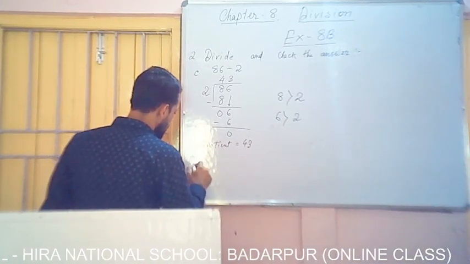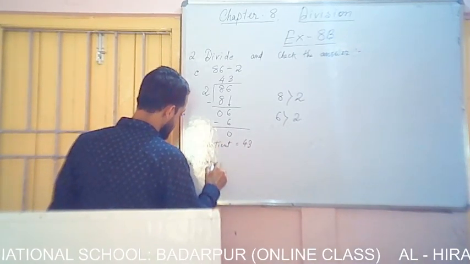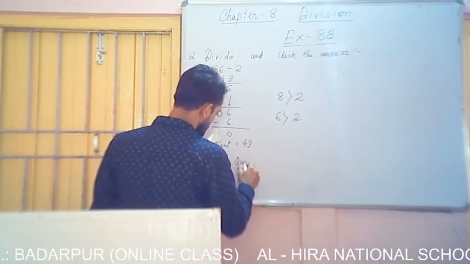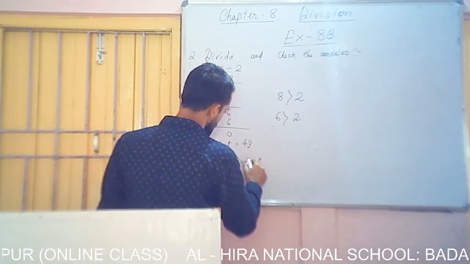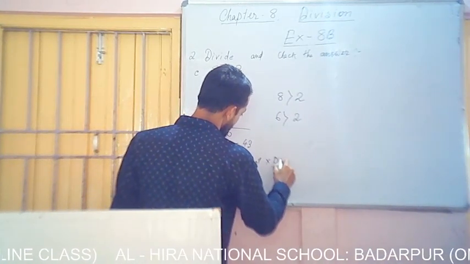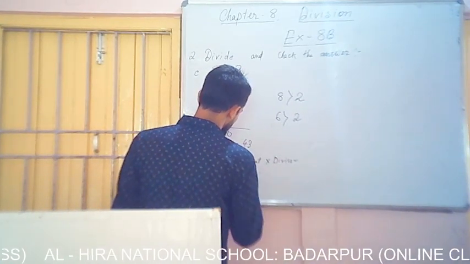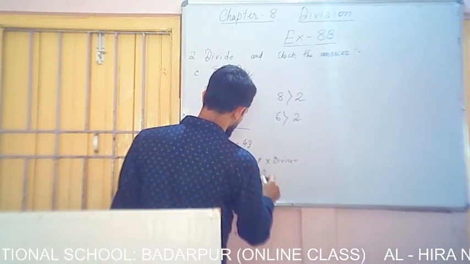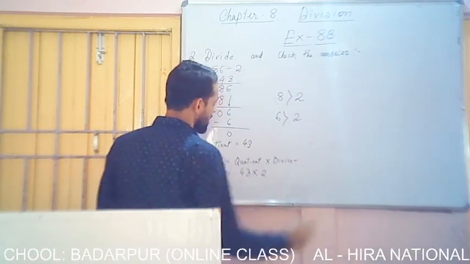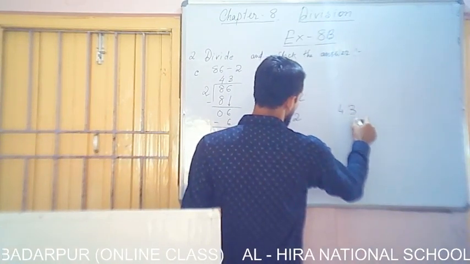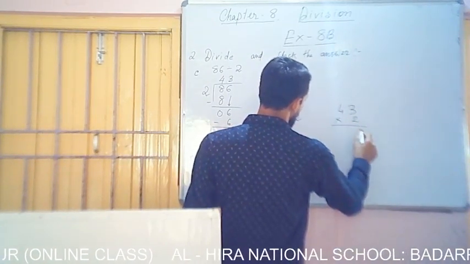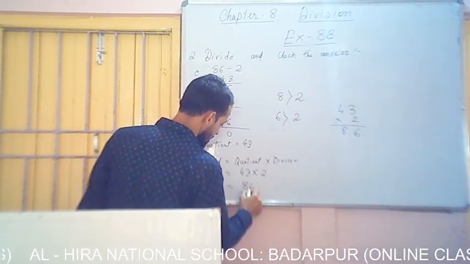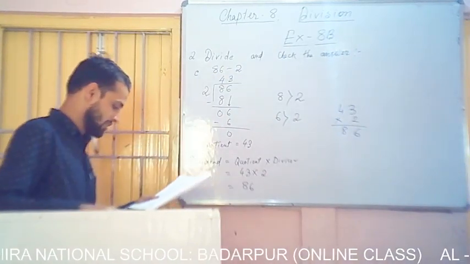So now to find the answer, what is it? Dividend equals quotient times divisor. Here the quotient is 43 and the divisor is 2. So if we multiply 43 by 2, we get 86. 2 3s are 6, 2 4s are 8. So the answer is correct.